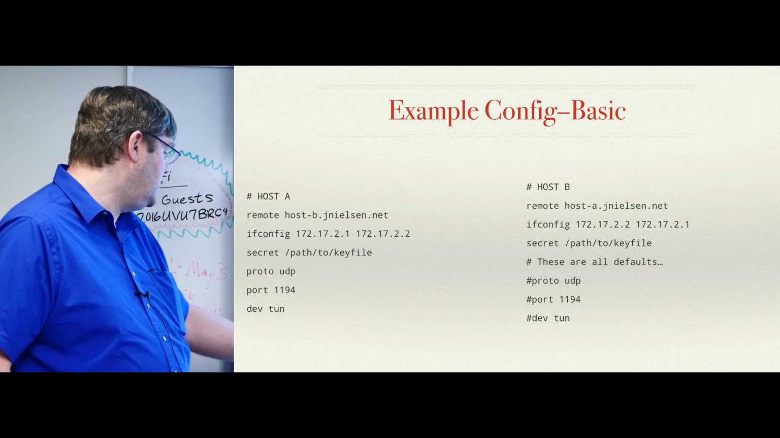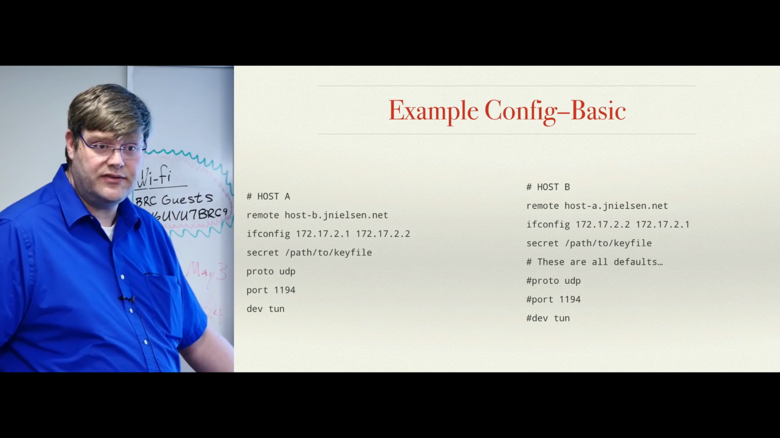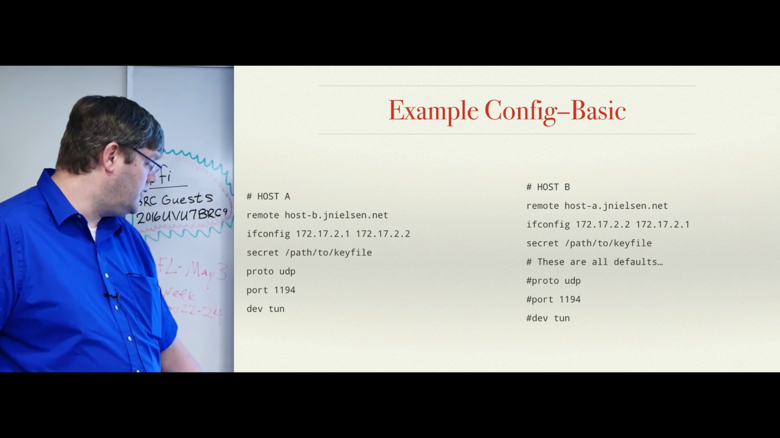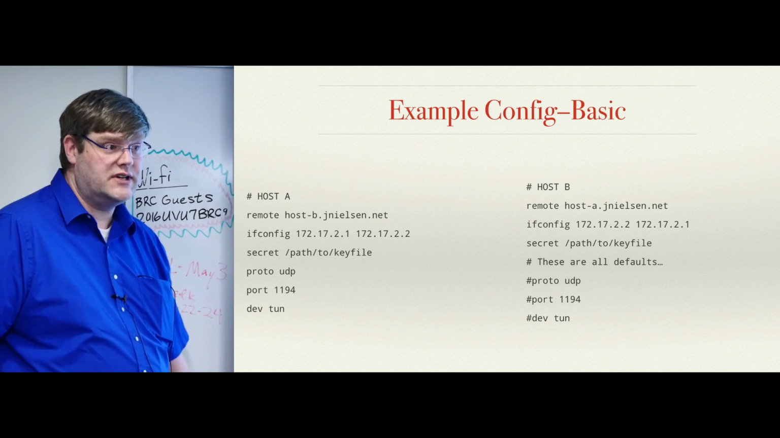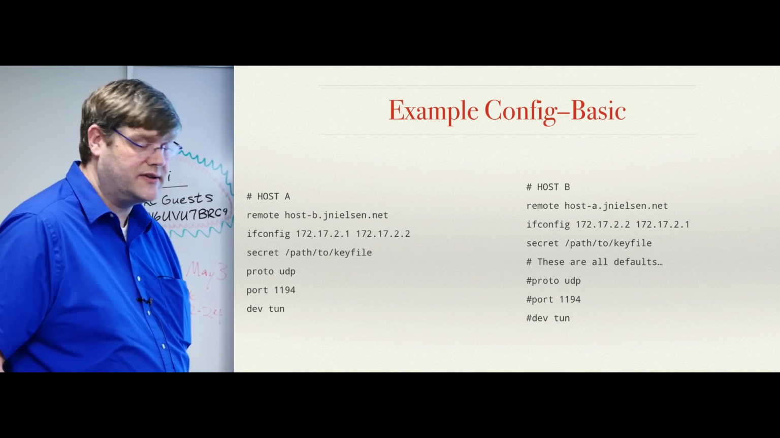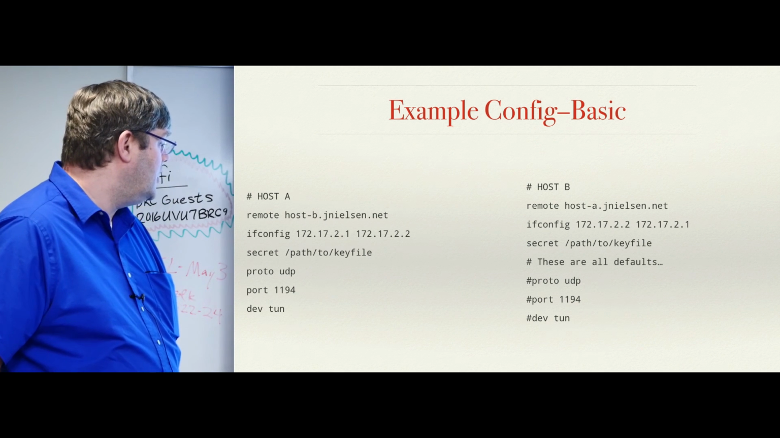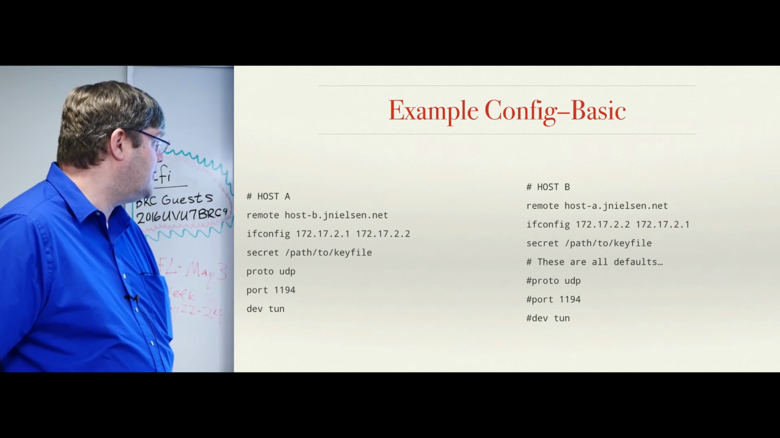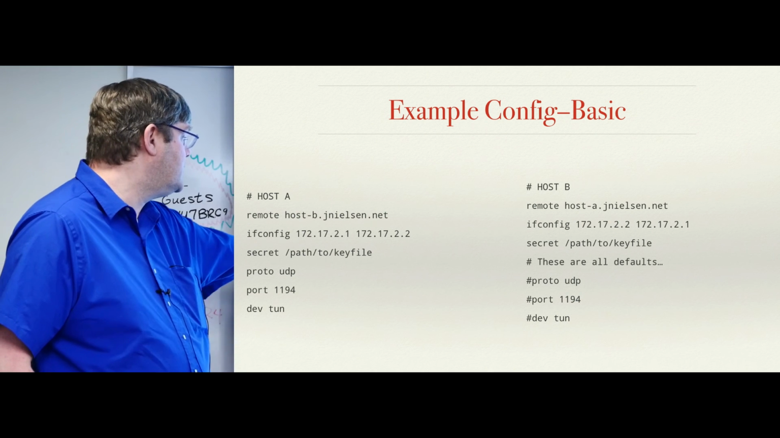Specified protocol is UDP, port 1194, dev type is tun. Those are all default, so if you want to comment them out, it won't change the behavior at all. But I like to spell it out so I know exactly what I'm doing. And this will work fine if there's no firewall, and these are actual hosts.